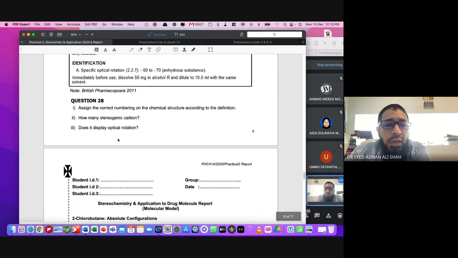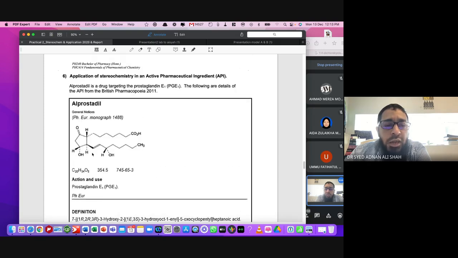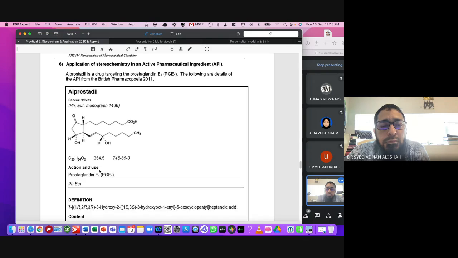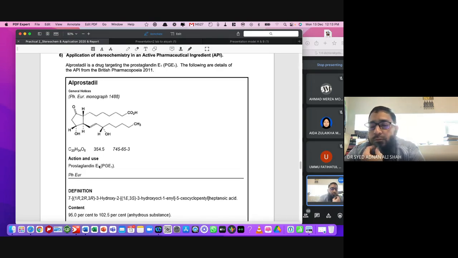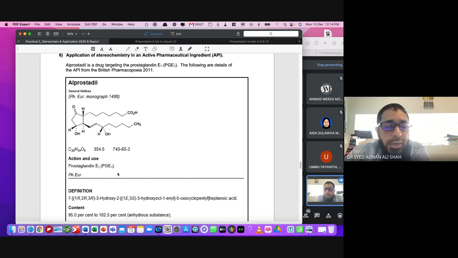And then, how many stereocenters are in this molecule? The second question: how many stereogenic carbons? Can anybody tell me how many stereogenic centers or chiral carbons are in this molecule? How many stereocenters? Is it 3? Maybe you are correct. How? Can you tell me?